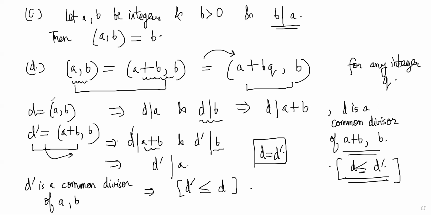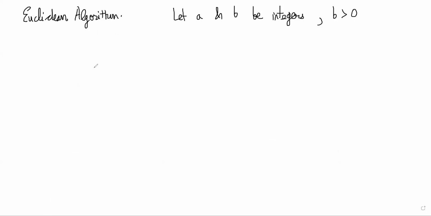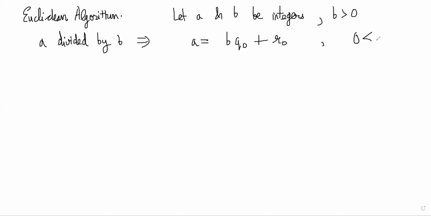Now we come to the very important section for this chapter, which is the Euclidean algorithm. This is an algorithm to find the GCD of two numbers. So let A and B be integers and B is greater than 0. Now, if you divide A by B, basically we can write A is equal to B q naught plus r naught, where 0 is less than r naught is less than B, right?